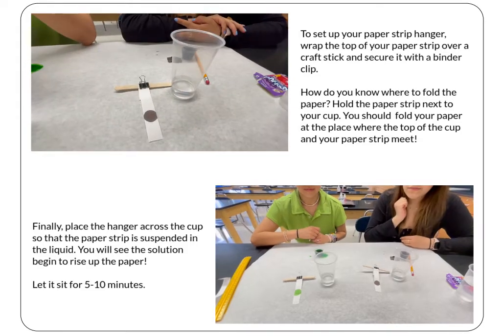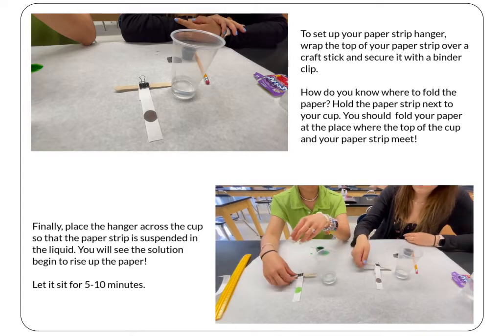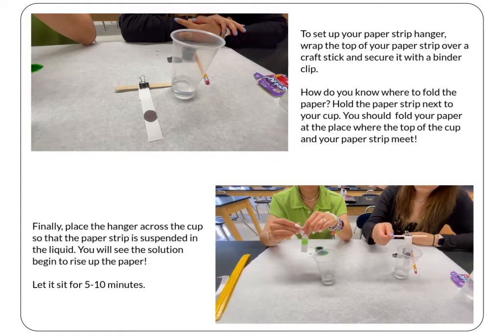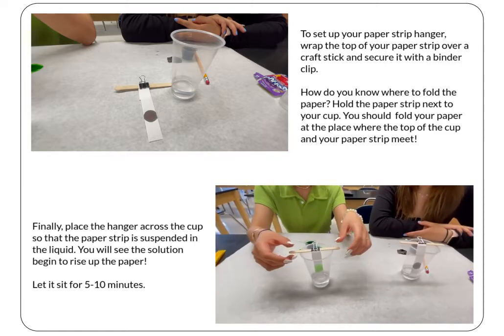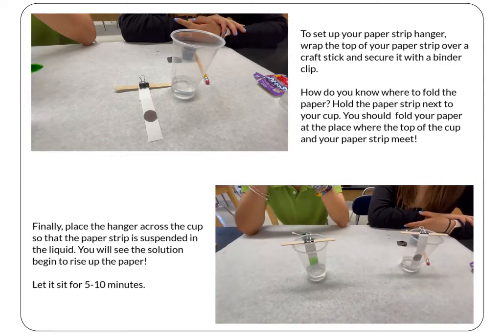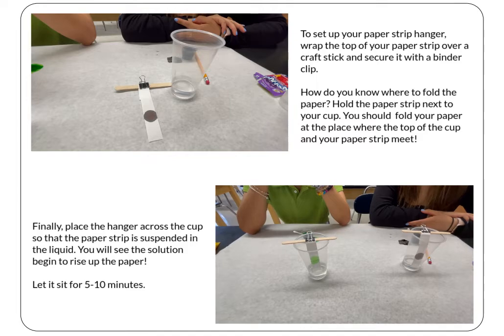Finally, place the hanger across the cup so that your paper strip is suspended in the liquid. You will see the solution begin to rise up the paper. Then you're going to let it sit for about 5 to 10 minutes so it can do its work.